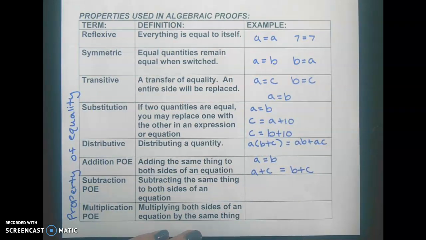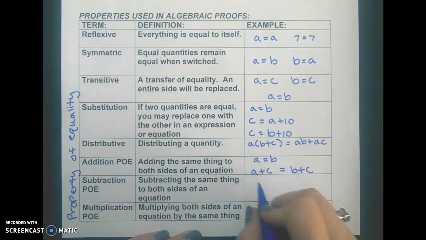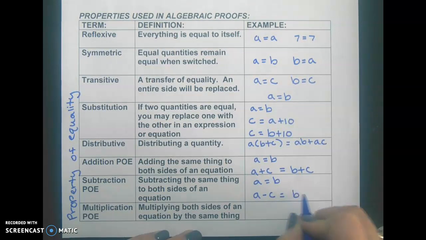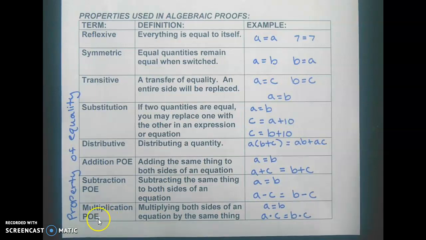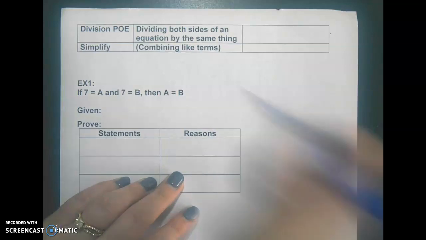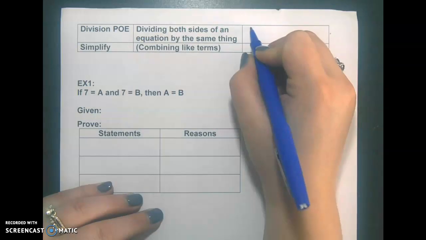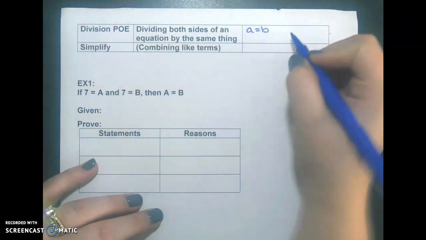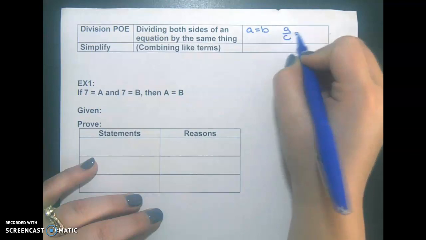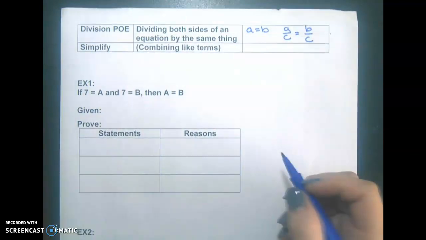The same thing goes for my subtraction property of equality. If A is equal to B, I can say that A minus C is equal to B minus C. And then my multiplication property of equality, if A is equal to B, then A times C is equal to B times C. Now I'm going to go on to the next page. And then my last POE, property of equality, I have is division. Again, if A is equal to B, then if I divide them by the same thing, such as C, those would also be equal.